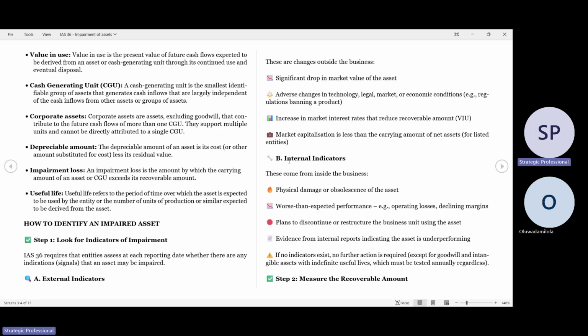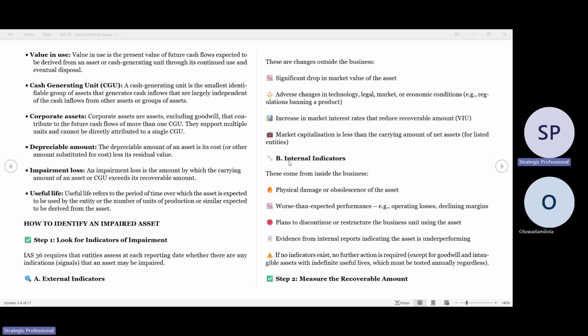Number two is, if the company is having consistent losses or their sales are reducing, they also need to check whether their asset has been impaired. If they are having consistent losses, you need to check whether this asset is producing low quality products for us. Let's assess it. Then number three, if they want to discontinue their business units.